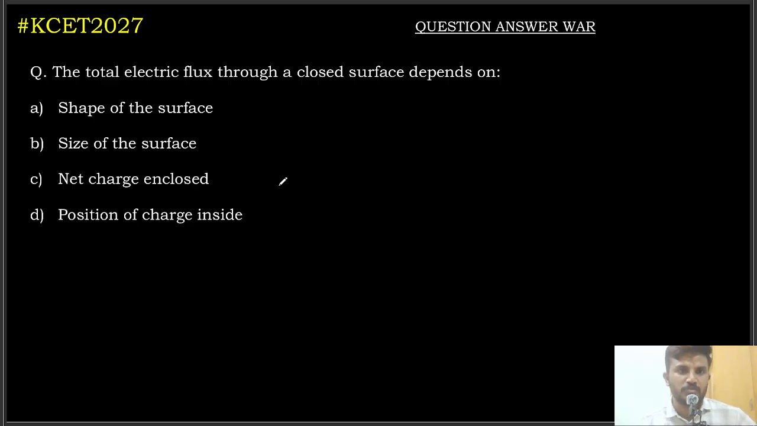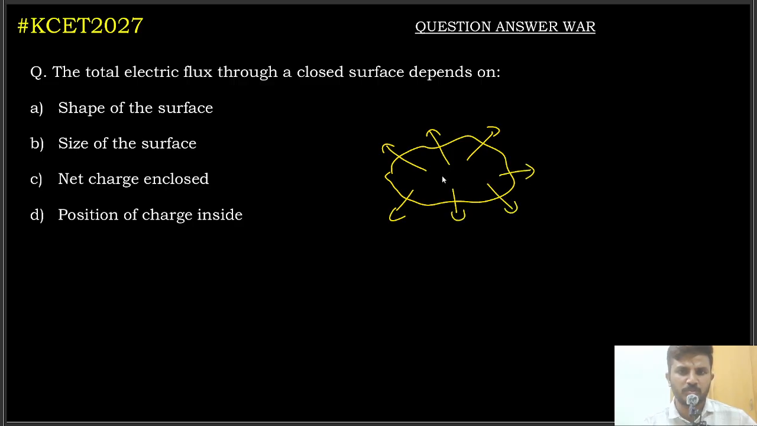Here we have some questions based on this. The total electric flux through a closed surface. Let me consider a closed surface here. The flux through this depends on what? The flux through a closed surface depends on the charge enclosed. That's why we have option C, the net charge enclosed.